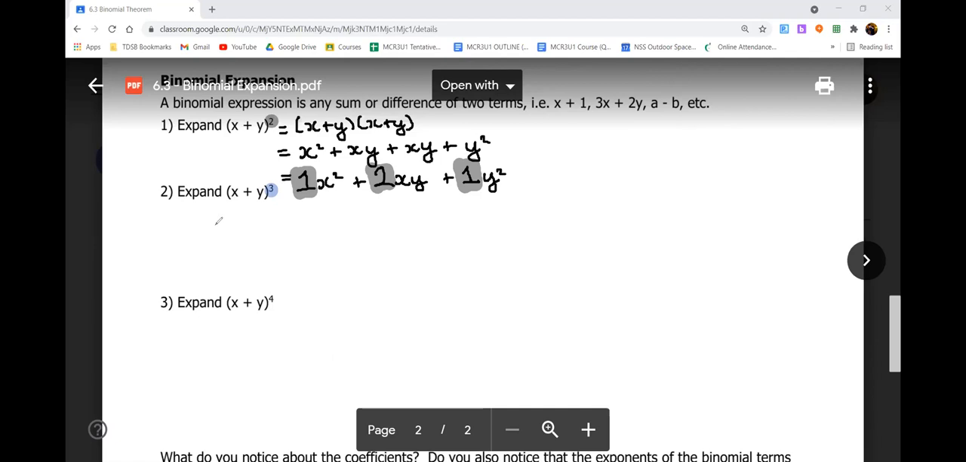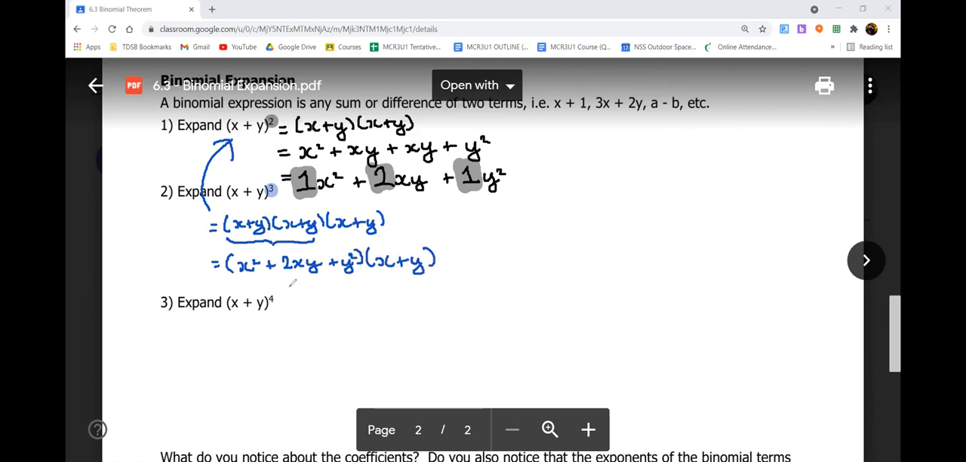Consider that value. This is equal to x plus y times x plus y times x plus y. And we already know what this is because we just multiplied it up there. So this is the same as x squared plus 2xy plus y squared, multiplied by x plus y. So here goes. This is equal to x squared times x, which is x cubed, x squared times y, 2xy times x, 2xy times y, y squared times x, and y squared times y.